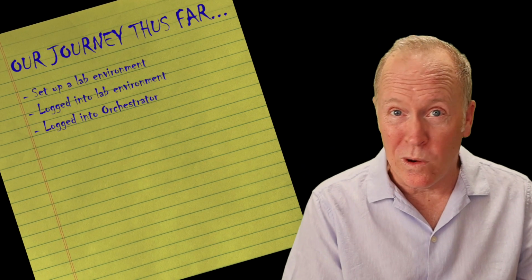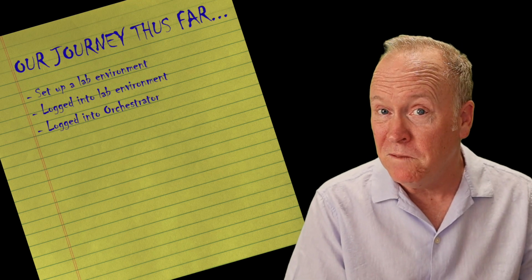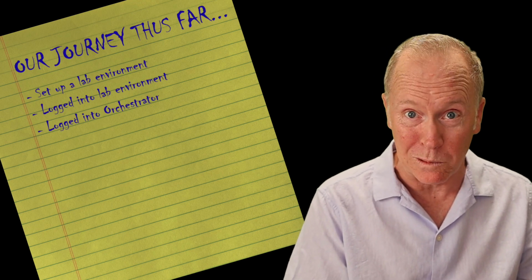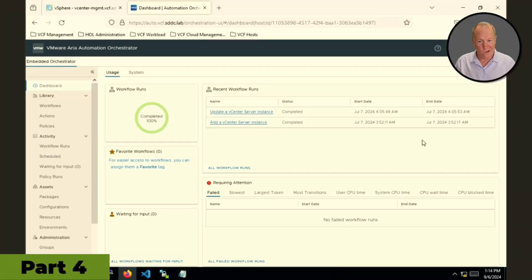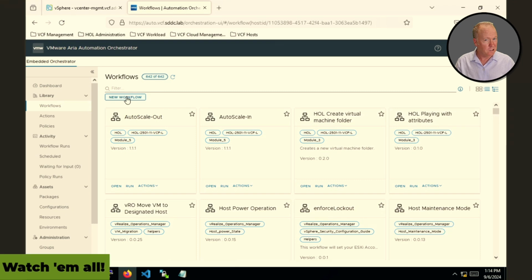We create our endpoint and we logged into the Orchestrator client. Now we need to go poke around the vCenter inventory to figure out what we're working with. Let's go do it. All right, here in Orchestrator, we could go to Library Workflows. We could click on New Workflow and start defining a new workflow.